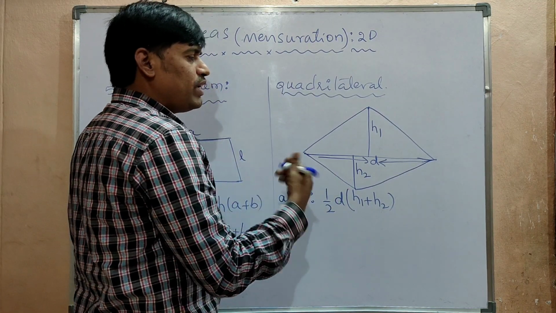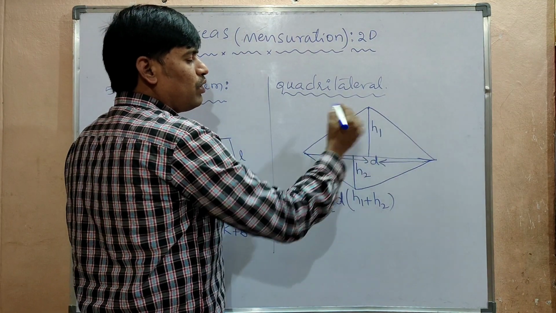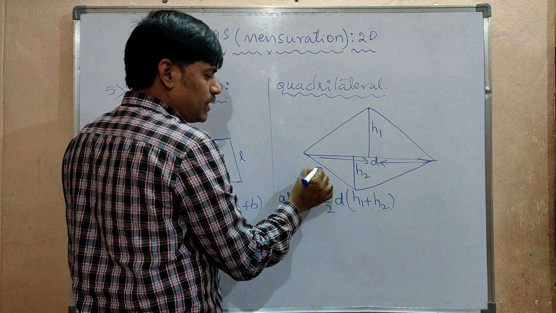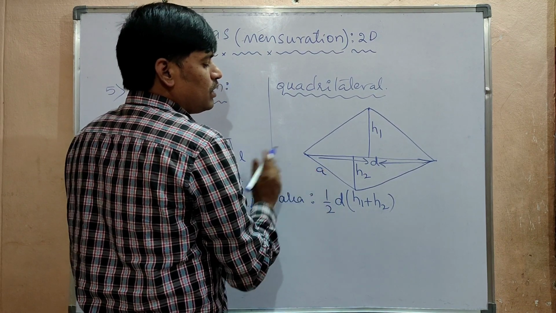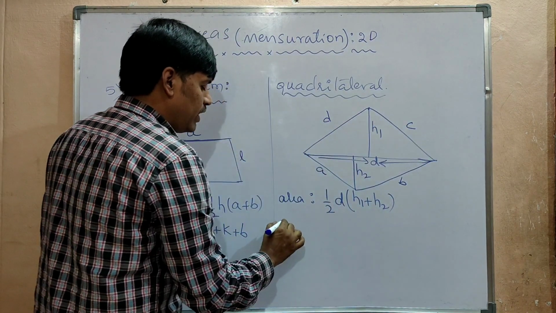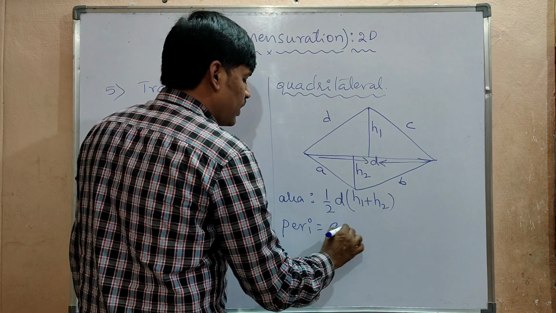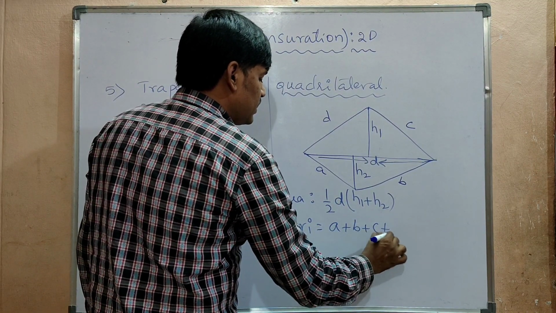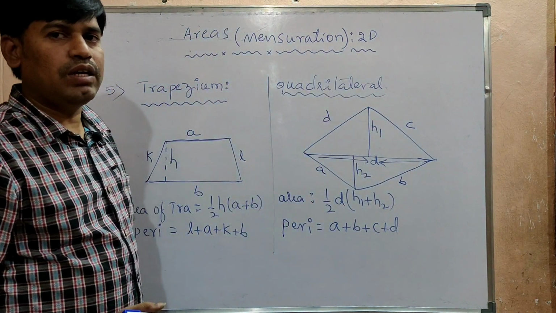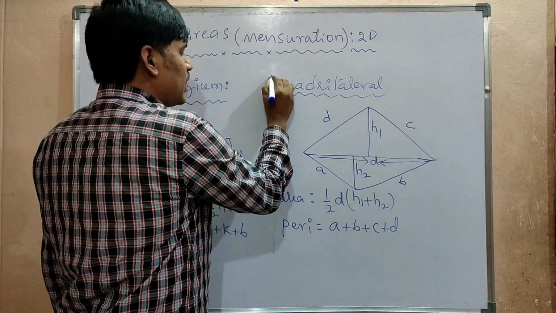Now, if he is asking for the perimeter, the sum of the lengths all around is known as the perimeter. Here it is a side, it is also a side, it is also a side, and it is also a side. When he asks for the perimeter, the perimeter value is a plus b plus c plus d only. Okay, the sum of the lengths all around is known as the perimeter. Your quadrilateral formulas are completed.